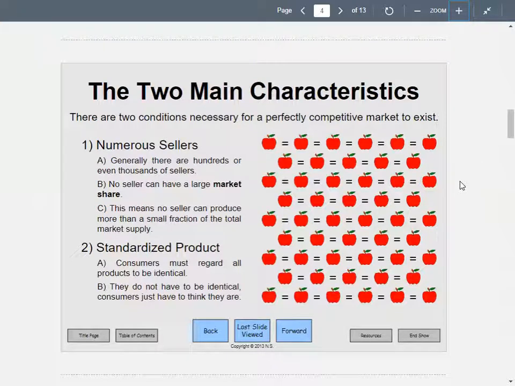The other main characteristic is that it has to be a standardized product. Consumers must regard all products to be identical. They don't have to be exactly identical. Consumers just have to think they are. We often see this in fruits. So all Red Delicious apples are going to taste about the same. All Granny Smith apples are going to taste about the same. Iceberg lettuce: you don't know what farm it came from. It's just iceberg lettuce because it tastes the same.